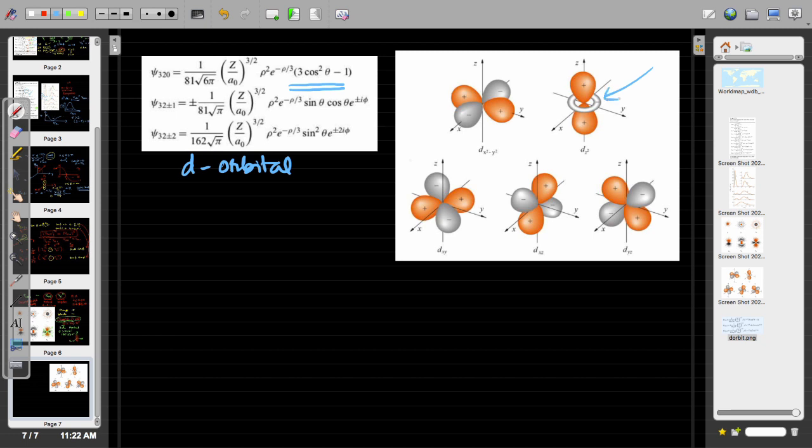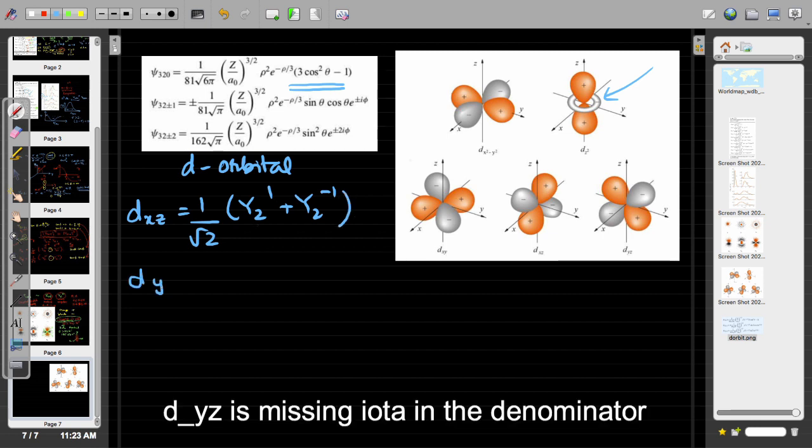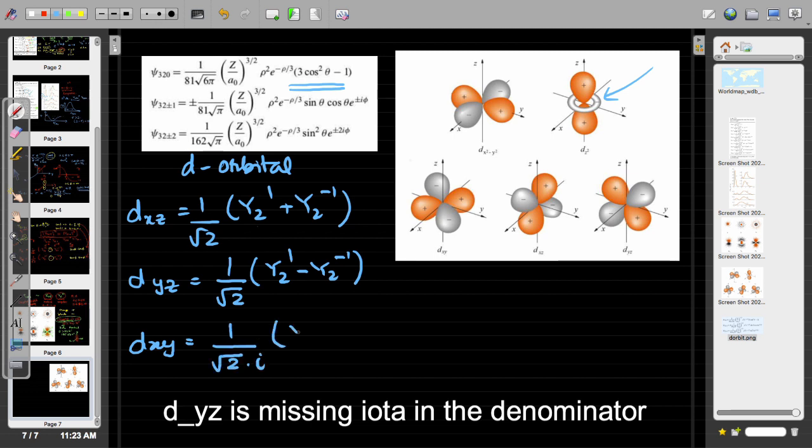the dz square orbital. On the other hand, when you want a dxz orbital, you will have a combination, of course a normalized combination, of Y2,1 plus Y2,-1. Where this is the L quantum number, that's the M quantum number. And when you have a dyz, it's going to be 1 by square root of 2 (Y2,1 minus Y2,-1). Then when you want to have a dxy, this is going to be 1 by square root of 2 times i times (Y2,2 minus Y2,-2).